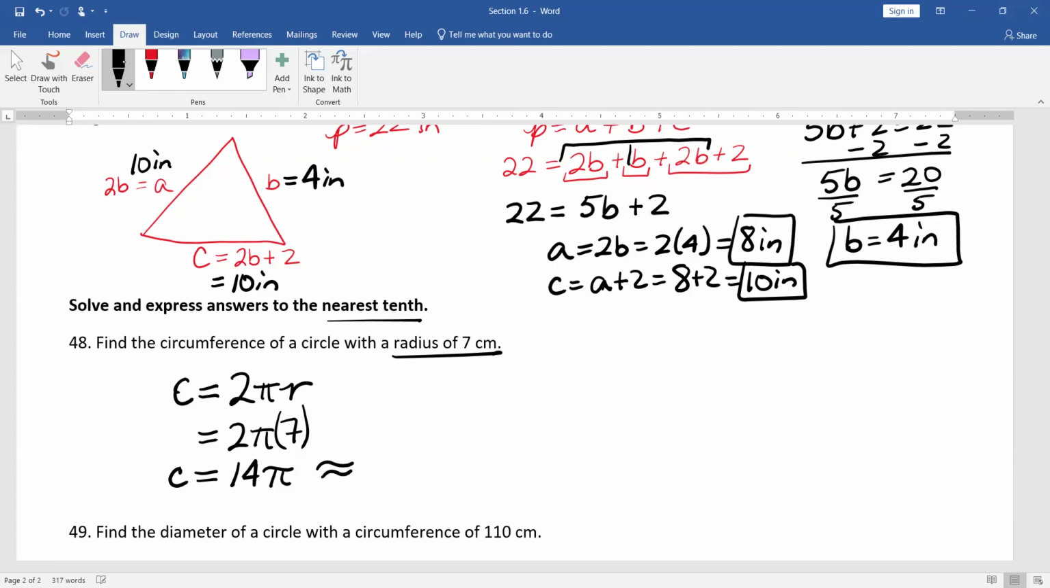But if we want that approximately to the tenth, then 14 times pi is 43.98. That's my tenth place, so that's going to be 44.0. Keep the tenth place because we round around. This is insane.